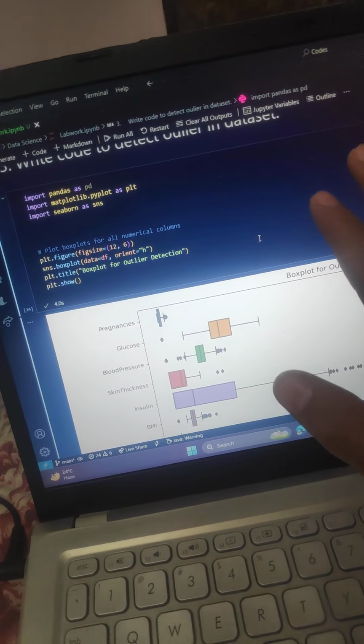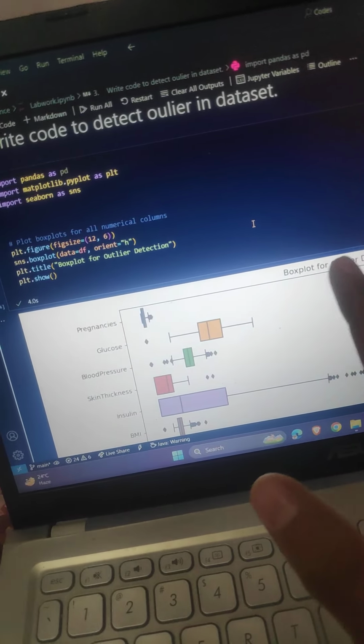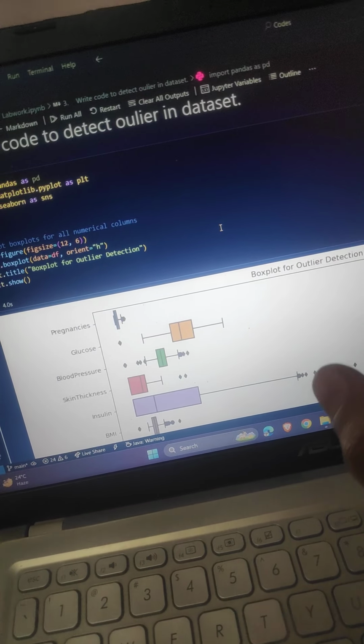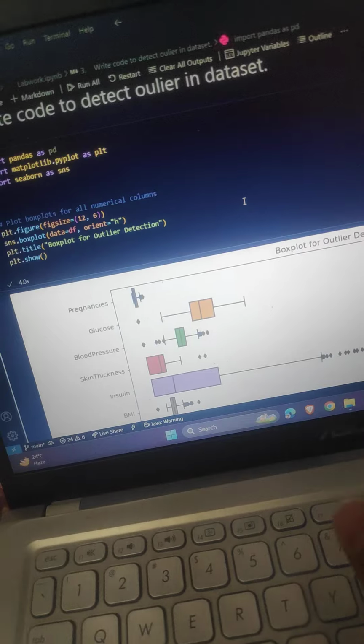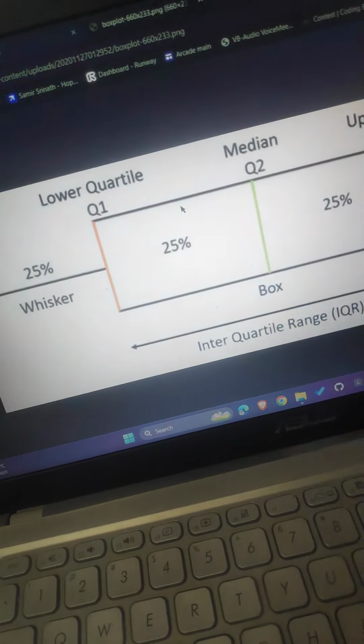So here is the code to just detect the outlier in our data set. So what are the outliers? Basically, outliers are something that we are not going to consider in any analysis or any data science project. If we're getting confused with that diagram, let's look at this diagram.